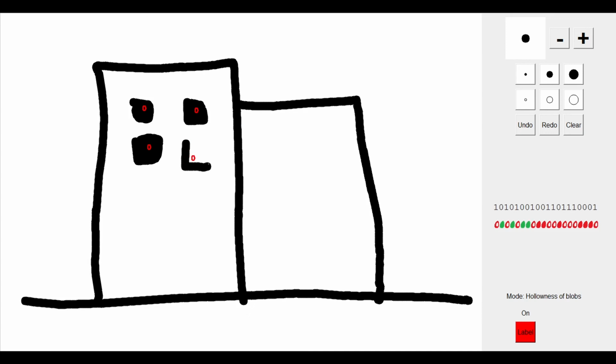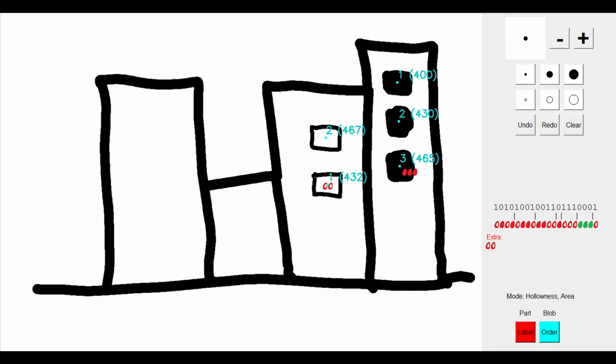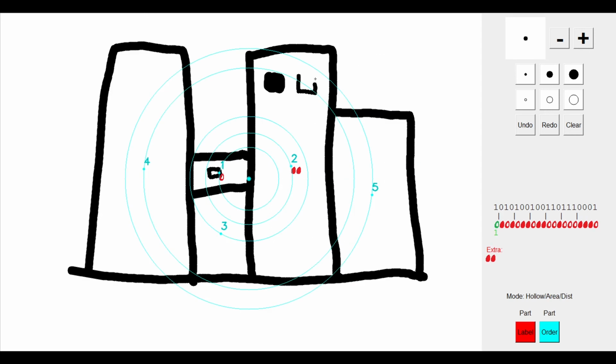For each phase of our three-phase experiment, a modified version of the application was used. In phase 1, ordering did not matter, so the order tool and ordering portion of the target tracker were omitted. In phase 2, blob orderings were introduced. And in phase 3, full encoding schemes including both blob and part orderings were used.